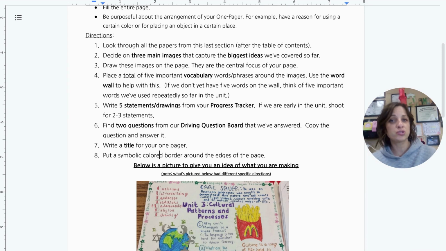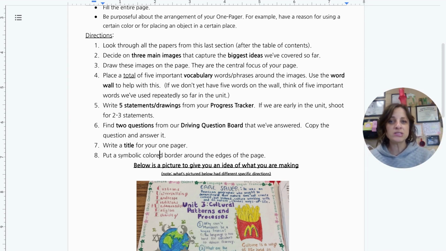Then they should go to the driving question board and find 2 questions that we can now answer from our unit. Write down those questions and then answer the questions. Finally, once they have all of that, they should think of and write an informative or descriptive title at the top of the page and then put a symbolic border around it.